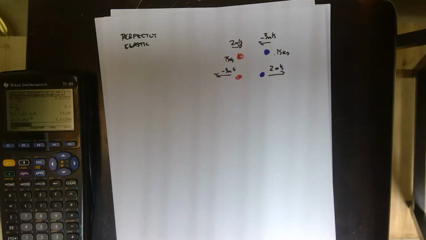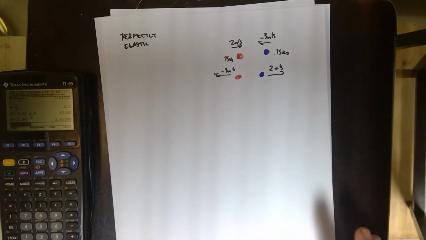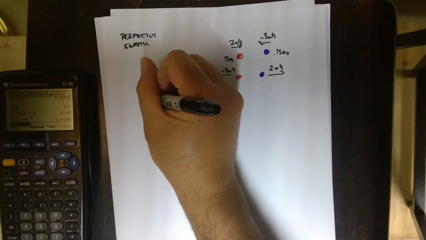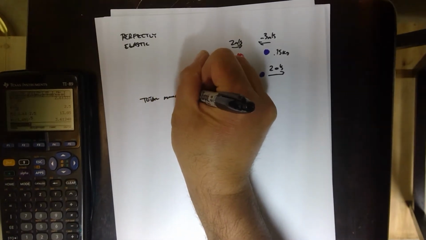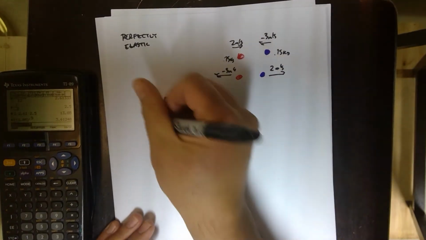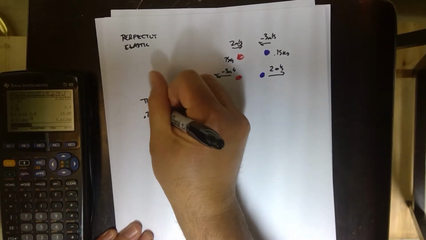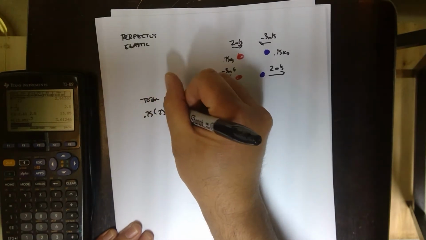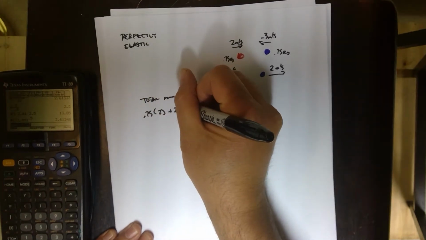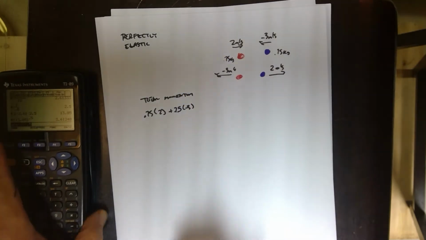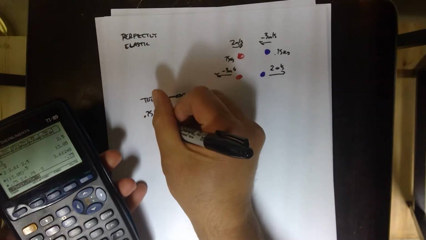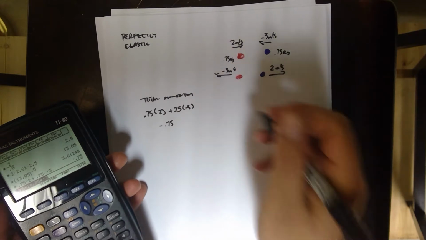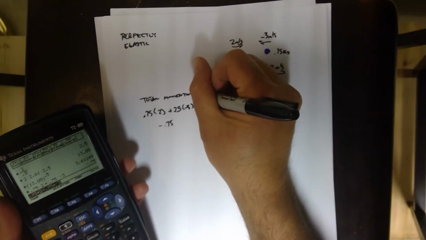If you look at the total momentum of the two objects when you group them together, sum them up. So you've got 0.75 times 2, and you've got 0.75 times negative 3. So what is that? It's negative 0.75 is the total momentum here. This is before.